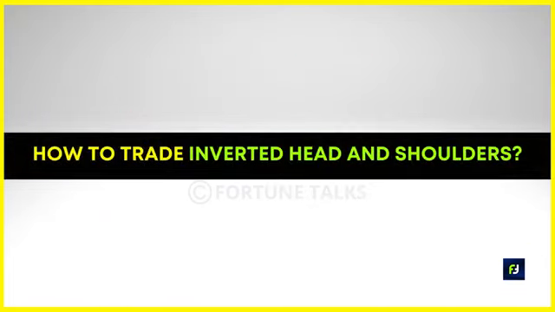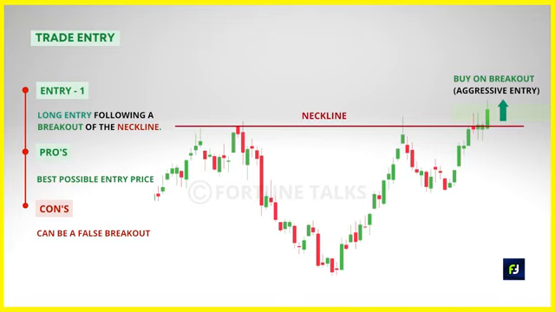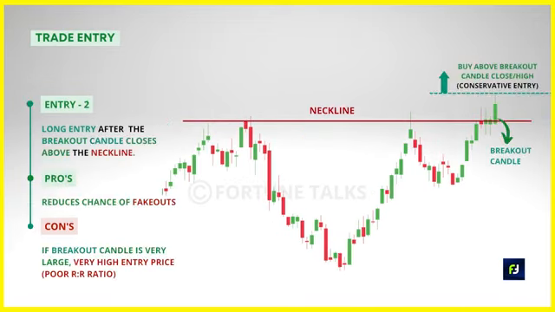Now let's move on to learning how to trade this pattern when you spot one. We will discuss the entry criteria first. The most aggressive entry is when the price breaks above the neckline or the resistance. The idea is to wait for the breakout candle to close above the neckline and then take a long entry above the close price or the high price of the breakout candle. The advantage of this technique is that you will be able to enter into the trade very early and perhaps you will get the best possible entry price, but the main drawback is that the price could reverse and give a false breakout and might even hit your stop loss.